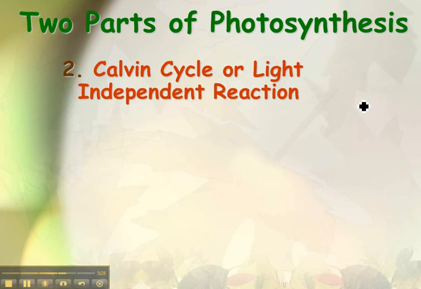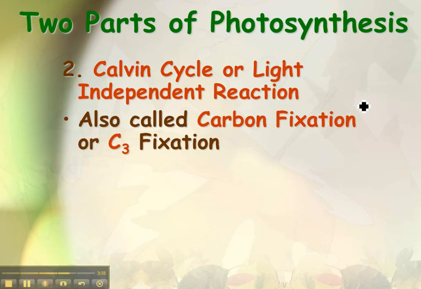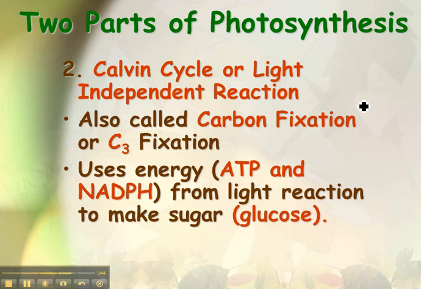The second part, like I said, the Calvin cycle, or light independent. So this doesn't happen in the dark. This still happens in the light, but it doesn't have to have those photons. So also can be called carbon fixation or C3 fixation. Love to have multiple names. It's going to use that ATP and NADPH from the light reaction to make sugar. That's its whole purpose.